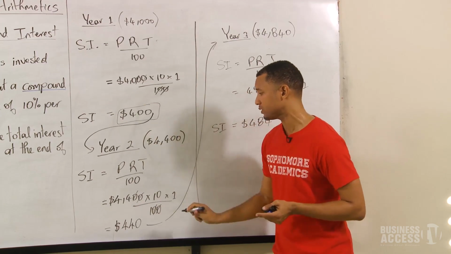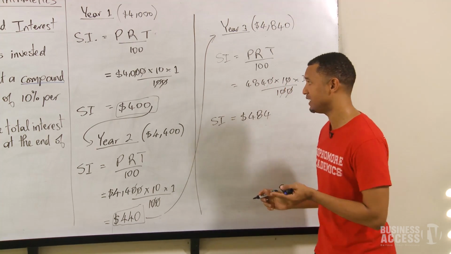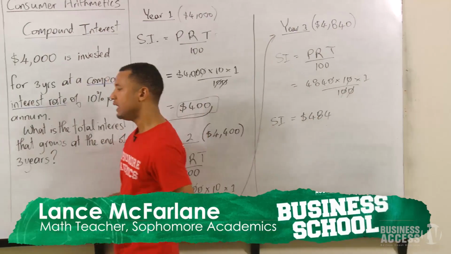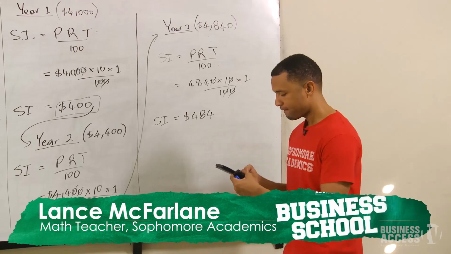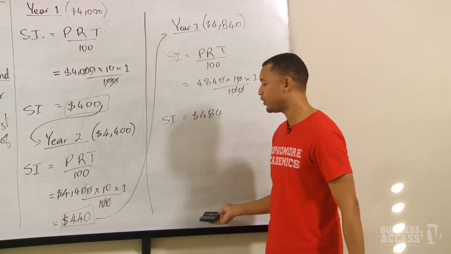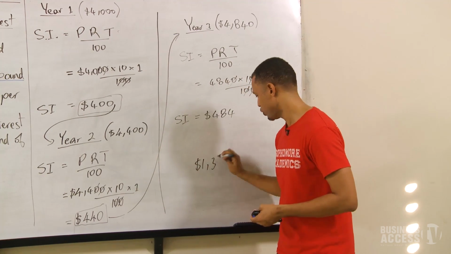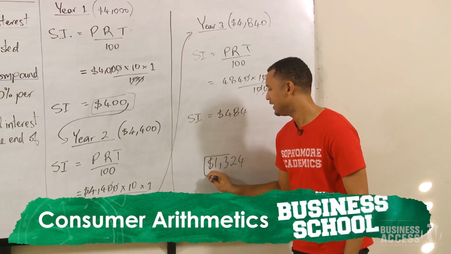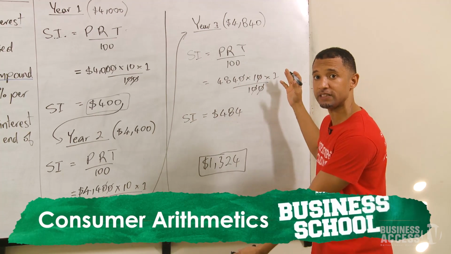Therefore, the answer to this question: add up the interest in year 1 to the interest in year 2. What is $400 plus $440? $840. And what is $840 plus $484? You finish up that, and that is our answer. We'll have $1,324. $1,324 is our final value, the total interest that grew on your investment in 3 years.